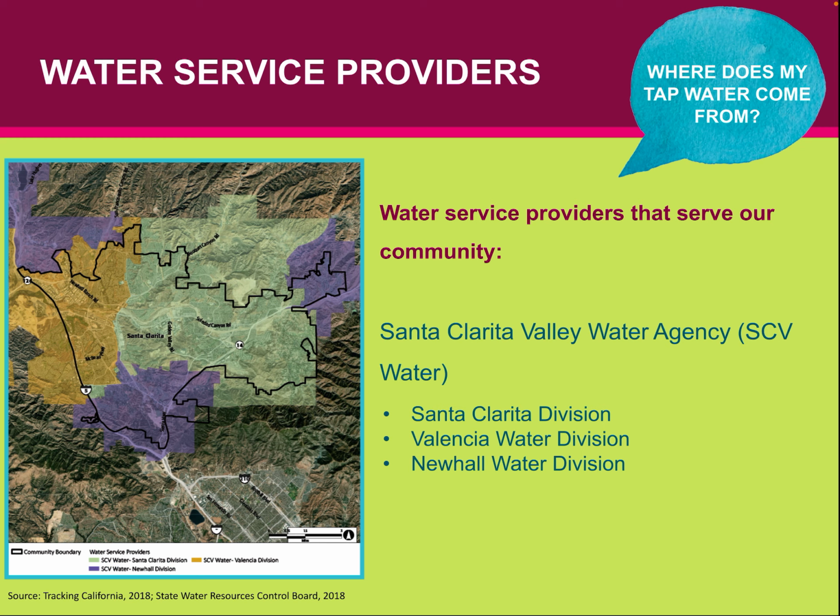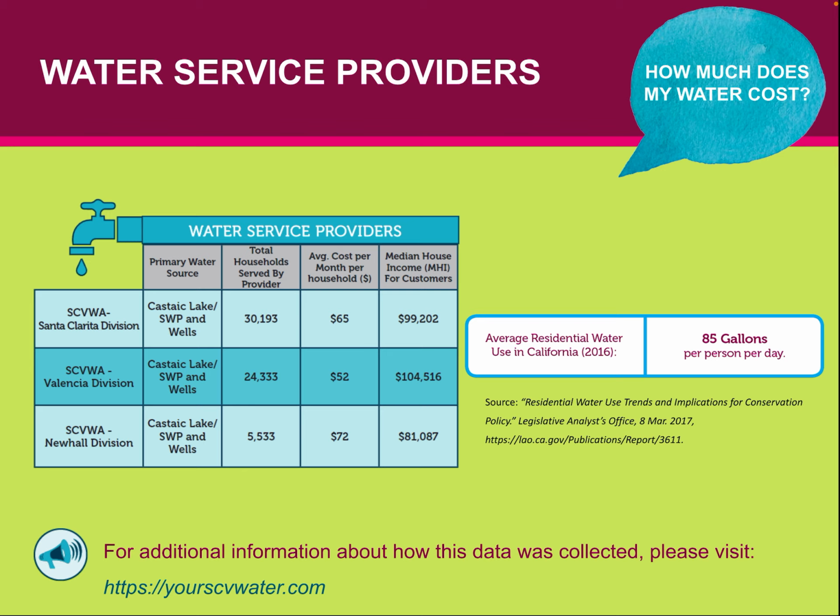And then this graph shows a delegation of the different regions. So the vast majority in the light green is governed by the Santa Clarita Division of SCV Water. The orange is governed by the SCV Water Valencia Division. And then the Newhall Division is purple, which is in the bottom part of Santa Clarita, the right part, as well as the upper left part. So the Bouquet Canyon Road area, as you can see, is mostly encompassed by the Santa Clarita Division of SCV Water.